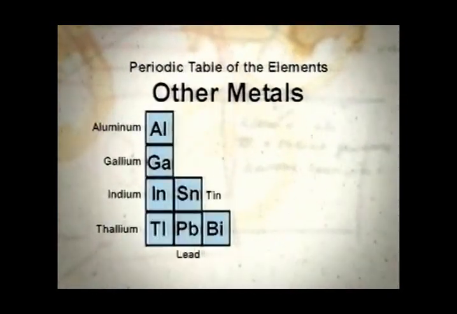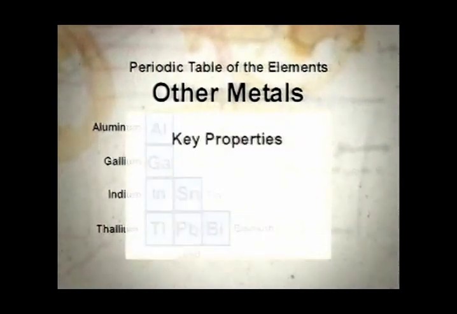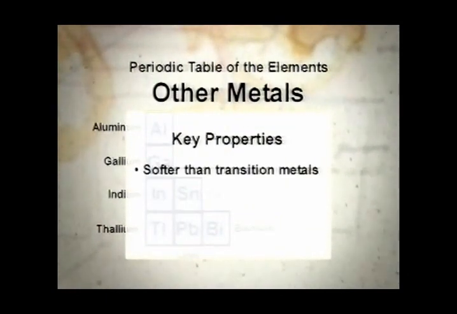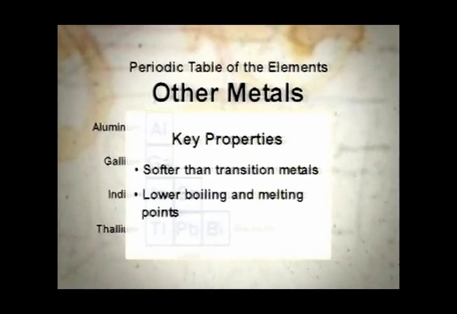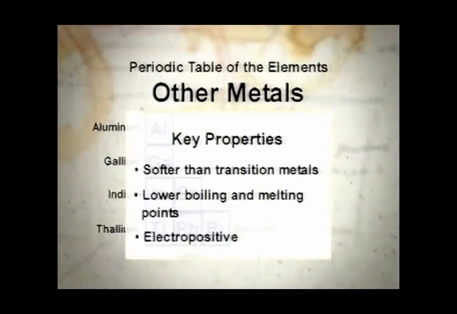The other metals are the metallic elements located between the transition metals and the metalloids on the periodic table. Compared with the transition metals, the other metals are generally softer, have lower boiling and melting points, and are more electropositive.